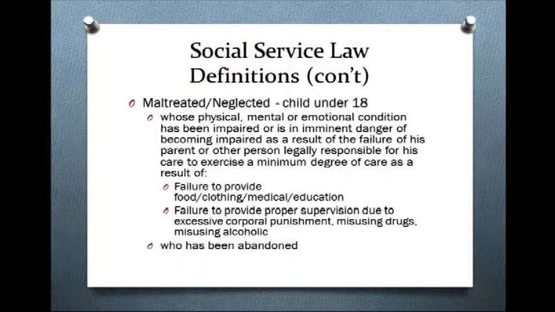Maltreatment and neglect for a child under the age of 18 is any child whose physical, mental, or emotional condition is impaired or in imminent danger of becoming impaired as a result of the failure of the parent or person legally responsible for his care to exercise a minimum degree of care, such as failing to provide food, clothing, or medical treatment, educational neglect, failure to provide supervision, excessive corporal punishment, misuse of drugs, or misusing alcohol.